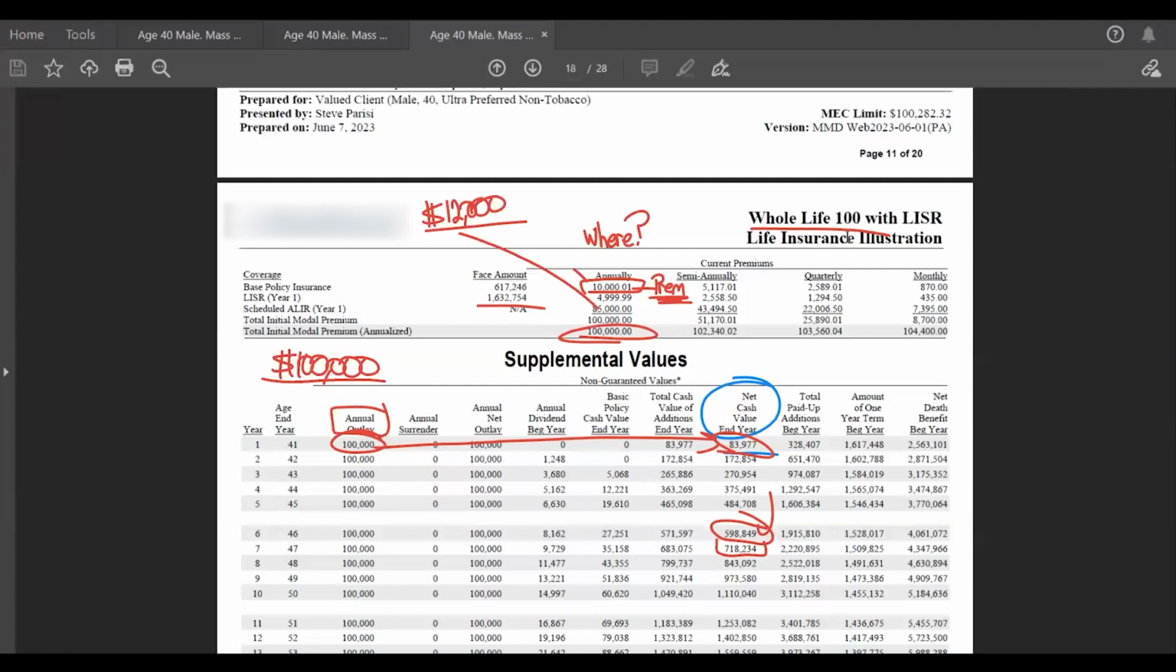What about the IRS limit? Well, here's your death benefit. Look at this. MEC limit, $100,000. Do you notice what happened there with the 3 examples? Every time we lowered our death benefit, we lowered that MEC limit.